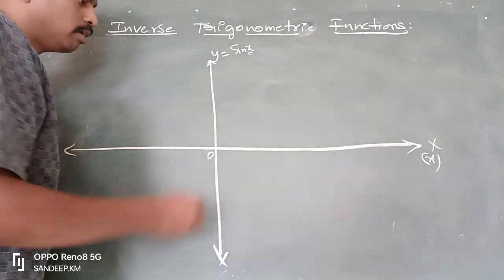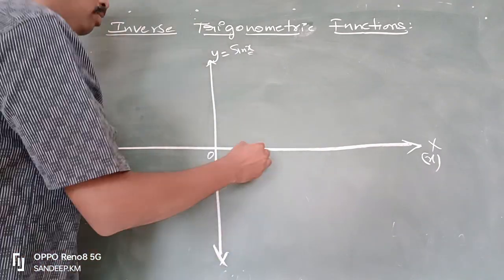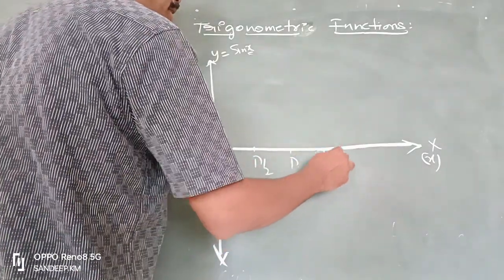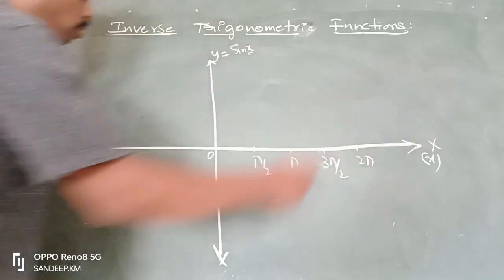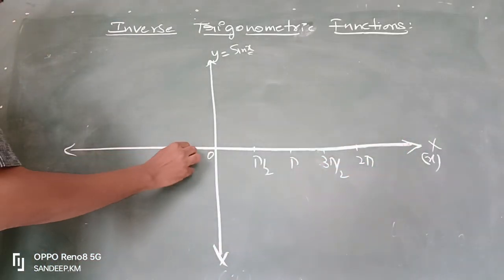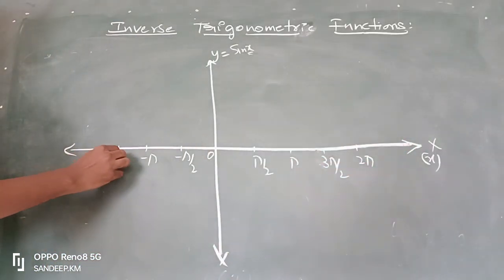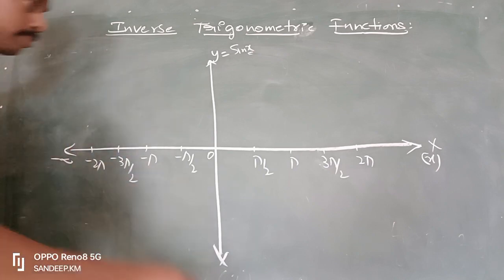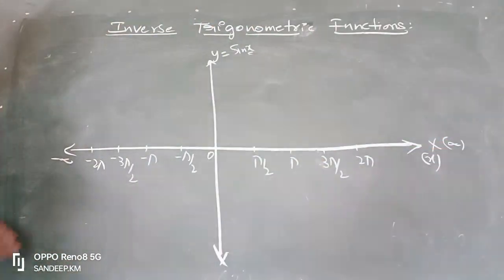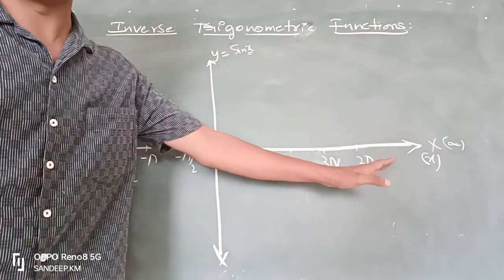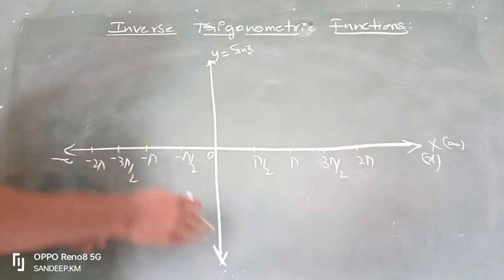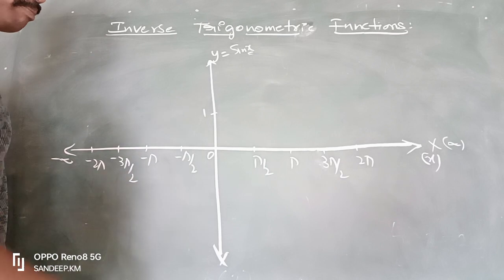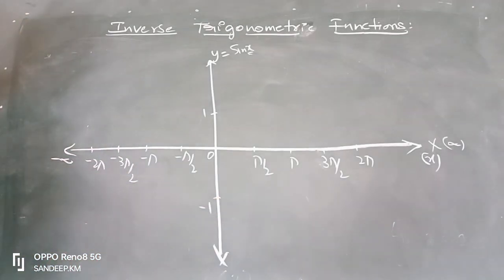I will take the inputs in terms of angles: 0, pi by 2, pi, 3 pi by 2, 2 pi, and so on up to infinity, and then minus pi by 2, minus pi, minus 3 pi by 2, minus 2 pi, and so on up to minus infinity. So the domain of sin x is from minus infinity to plus infinity, that is, any real number. When it comes to the range of sin x, the maximum value of sin x is plus 1 and the minimum value of sin x is minus 1.